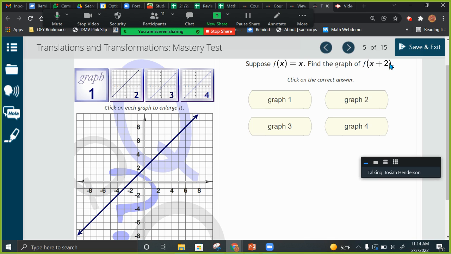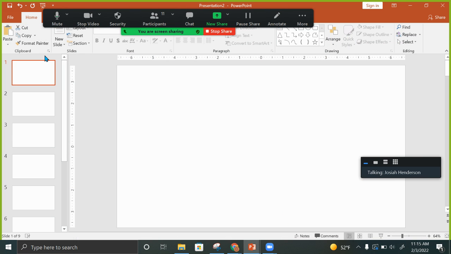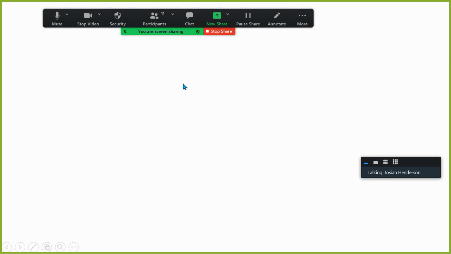You look at that and your first question to yourself is, is it inside or outside? This one is inside the parentheses. So then you go, okay, that means it is horizontal and you're doing the opposite of what it looks like, meaning it's going to move from the origin opposite of plus 2, horizontally. F of x plus 2. Real quick here.